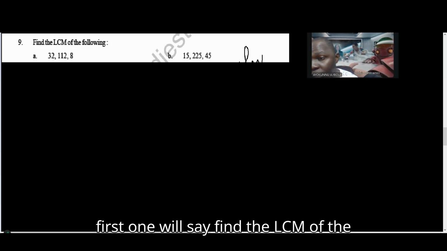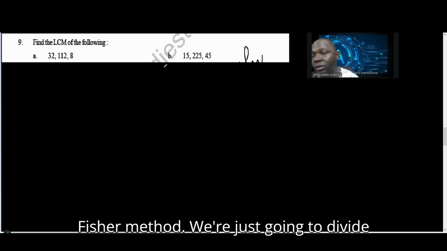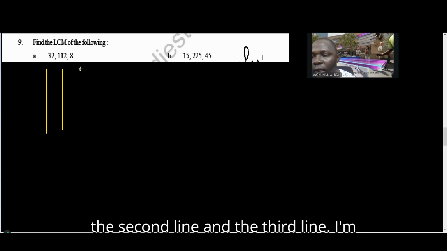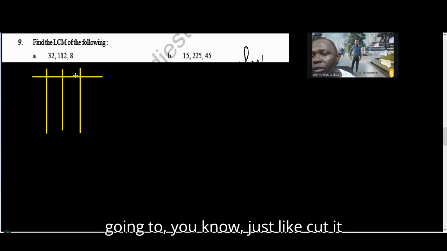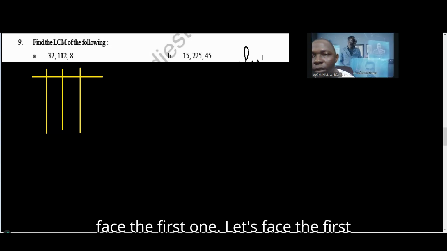The first one, we say find the LCM of the following. Since it's LCM and we want to use the division method, we're just going to divide the three numbers. So here's one line, the second line, and the third line. And I'm going to cut it this way. Okay, let's firstly face the first one.